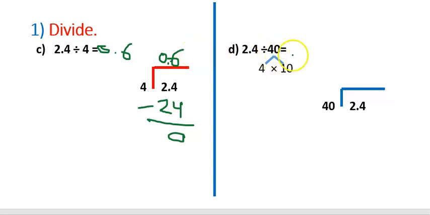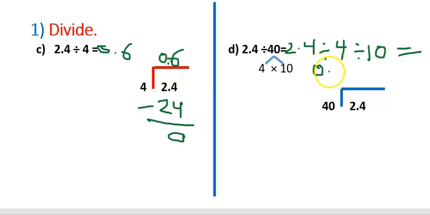2.4 divided by 40. 40 means 4 times 10. So now I divide 2.4 divided by 4 and divided by 10 equals. 2.4 divided by 4 is 0.6.